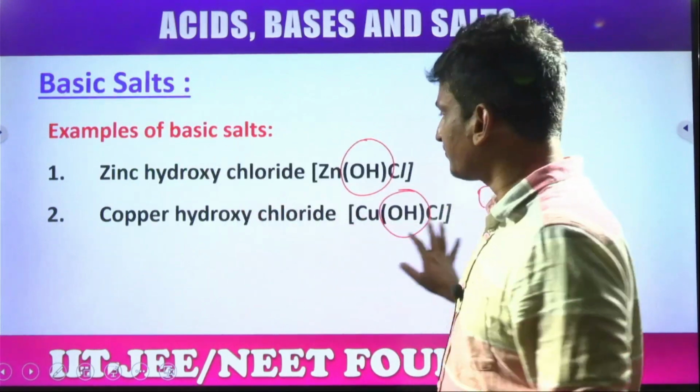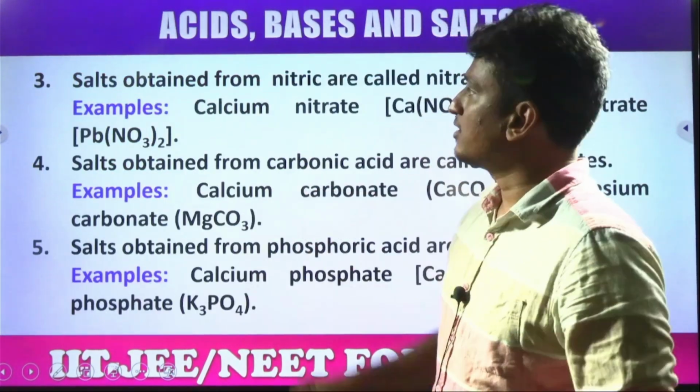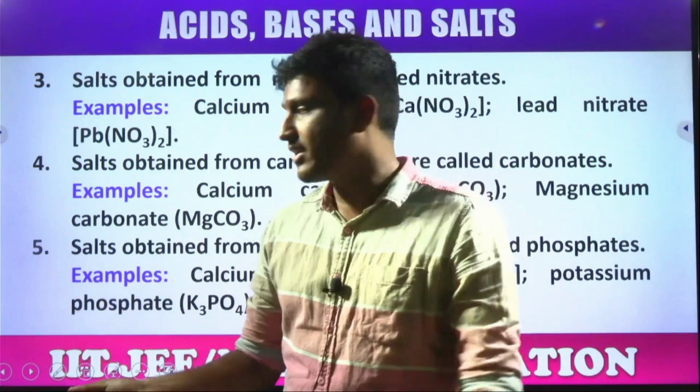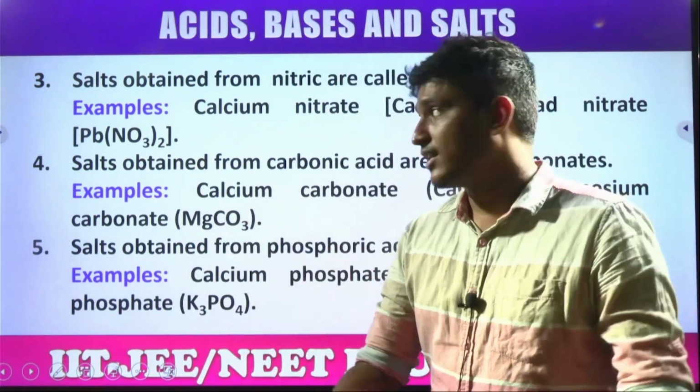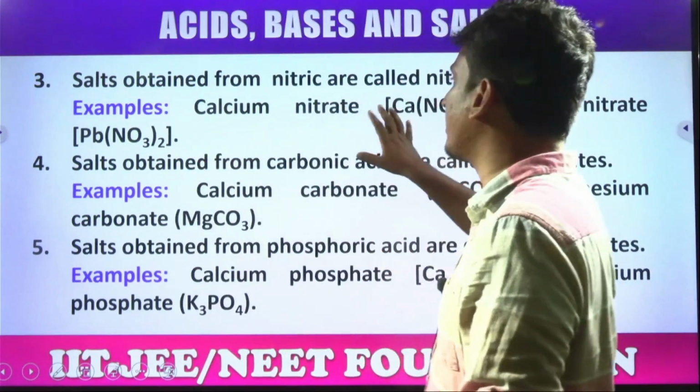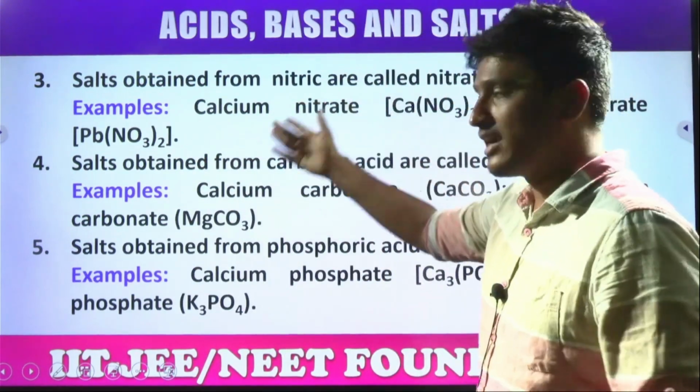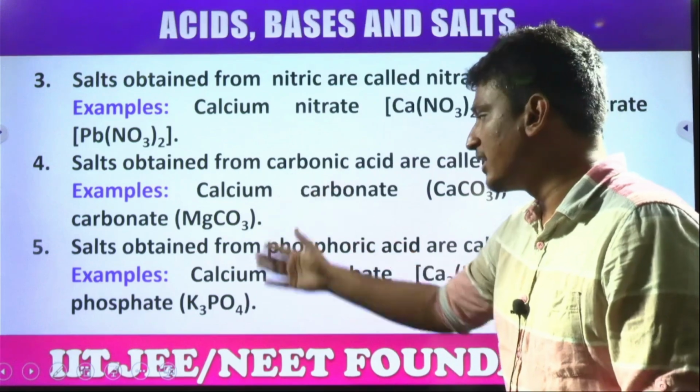So next, students, salts obtained from nitric acid are called nitrates, from phosphoric acid are called phosphates, and from carbonic acid are called carbonates. Look at the examples: calcium nitrate and lead nitrate from nitric acid, and calcium carbonate, magnesium carbonate.